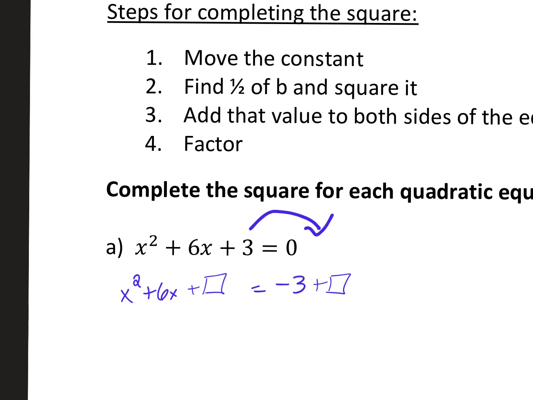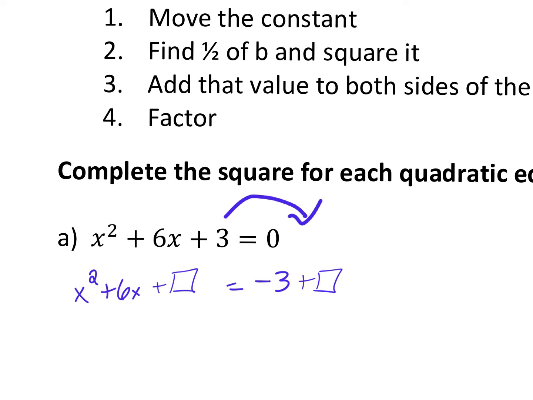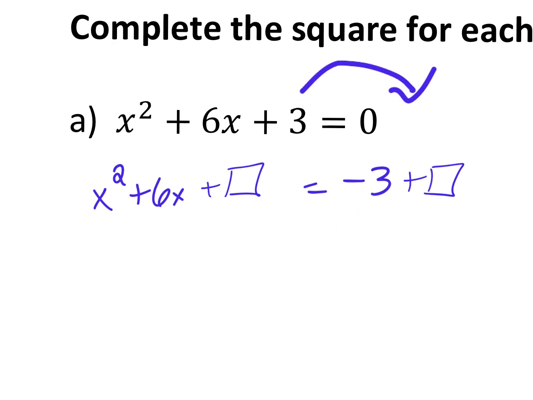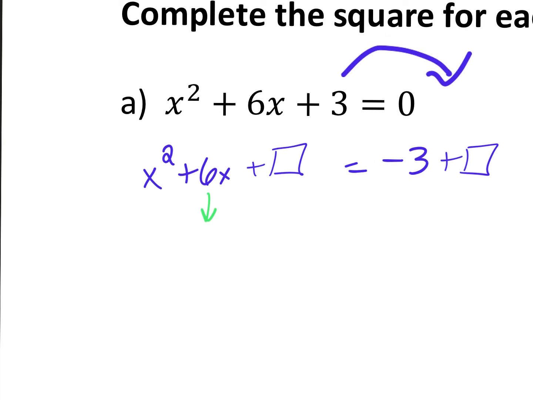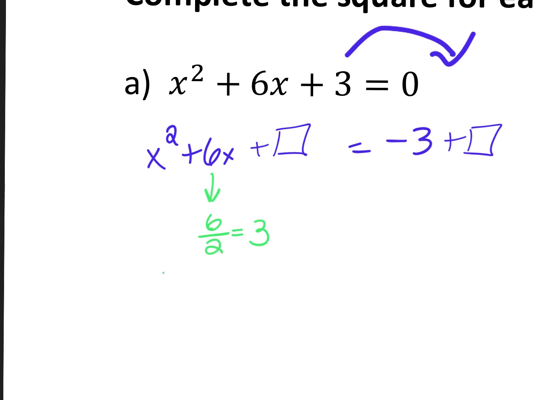So if you look at the directions, it says move the constant over, which we did. Find half of b and square it. So here is my b term right here. This is going to tell you everything you need to do. So 6 divided by 2 equals what? 3, right? Positive 3.